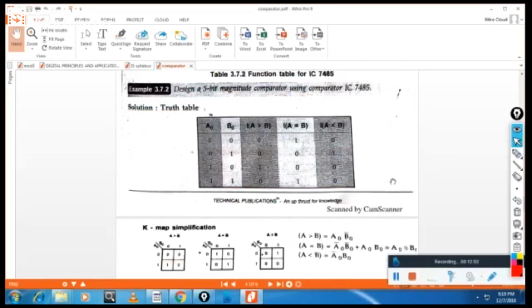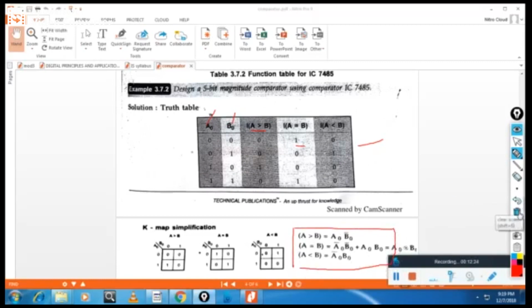So first we have to design a 1-bit comparator. How to design a 1-bit comparator? To design a 1-bit comparator, you take 1 bit A0, second bit B0, and there are 4 combinations: 00, 01, 10, 11. When A is equal to B, the output is 1. So you have to compare, and based on that, you have to fill this table. And finally, by solving using K-map, you will get this expression for A is equal to B, A is greater than B, A is less than B.